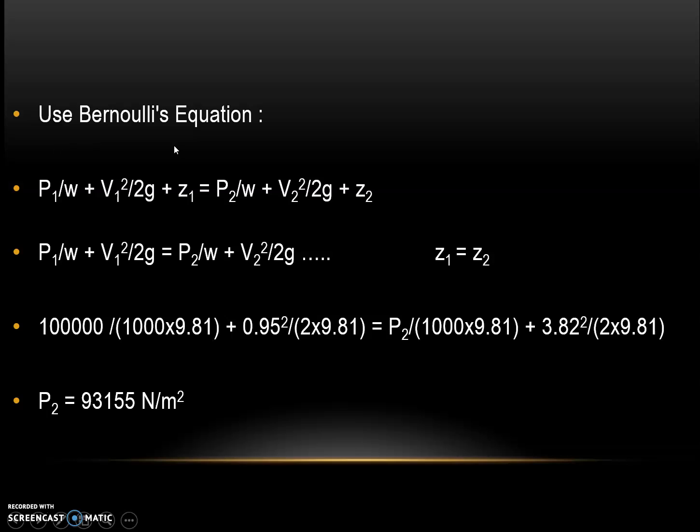We will use Bernoulli's equation, that is head at section 1 equal to head at section 2. And we will consider Z1 equal to Z2. So we get P1 by W plus V1 square by 2G equal to P2 by W plus V2 square by 2G. P1 is 100 into 10 raised to 3 divided by specific weight is equal to 1000 into 9.81. V1 is 0.95, G is 9.81. P2 has to be found out. W is 1000 into 9.81. V2 is 3.82 and G is 9.81. So once we calculate, we get P2 as equal to 93155 Newton per square meter.